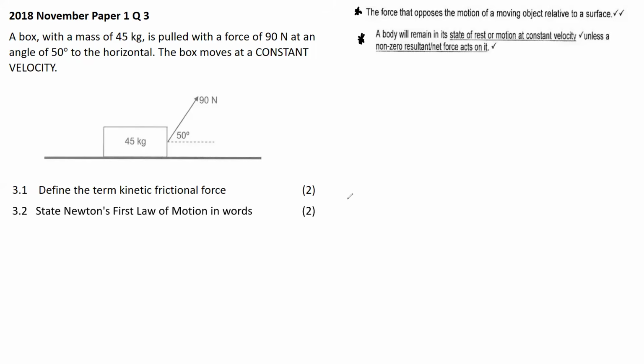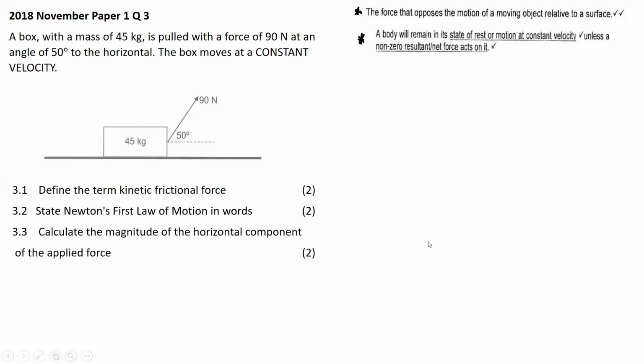Right, after writing the definitions, let's get down to where the calculations are. All right, here is my next question. Calculate the magnitude of the horizontal component of the applied force. You can even take screenshots of this using your phone or whatever, so it's not hectic.